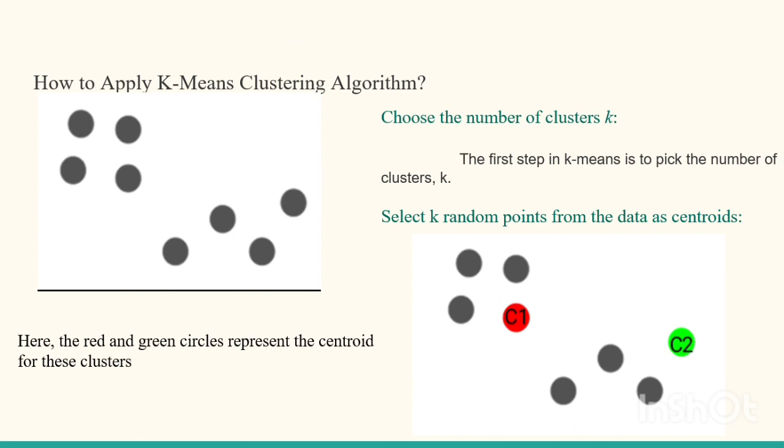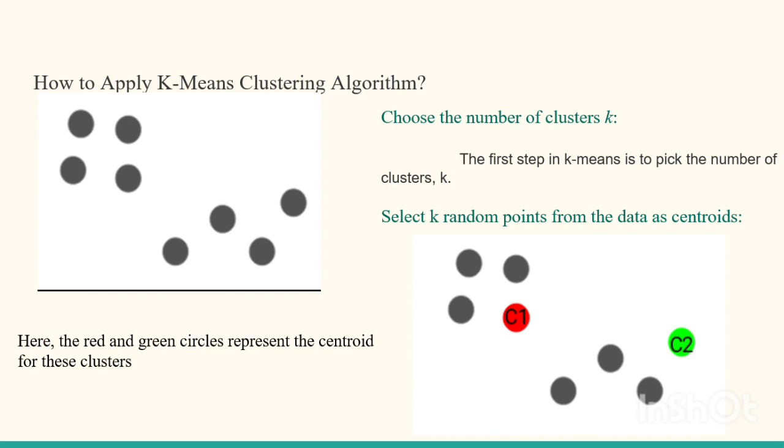Next, we randomly select the centroid of each cluster. Let's say we want to have 2 clusters, so K is equal to 2 here. We then randomly select the centroids. Here, the red and the green circles represent the centroid for each cluster.